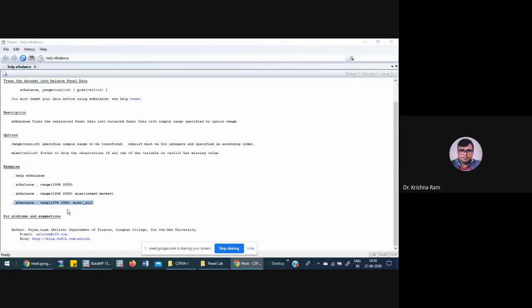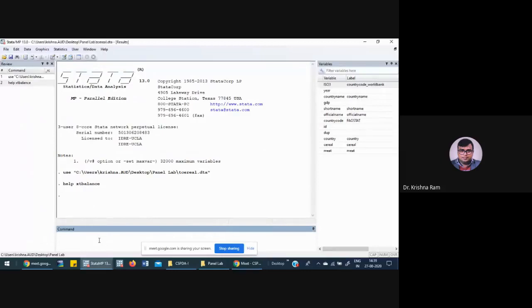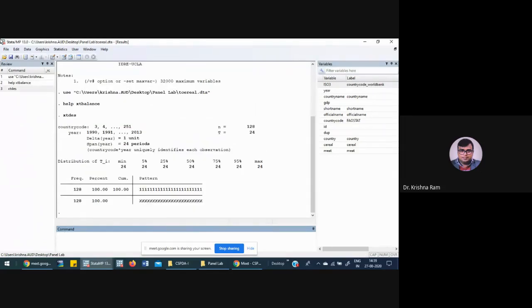I was talking about the time range. So instead of 1990 to 2019, that should be 1990 to 2013 because our FAO data set is up to 2013 only. So when I did that, the data set became balanced. And now you can see when I type xtdescribe, it's showing us that our data set is a balanced data set.